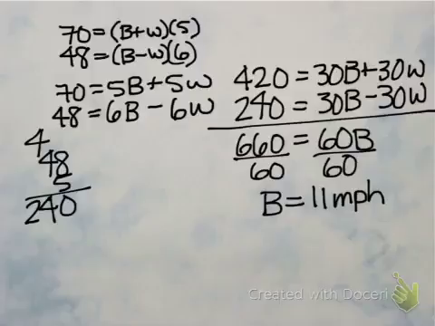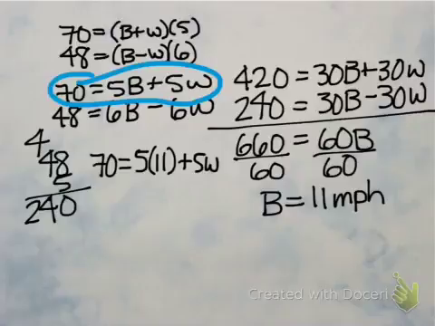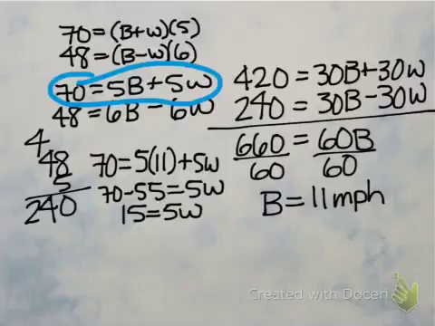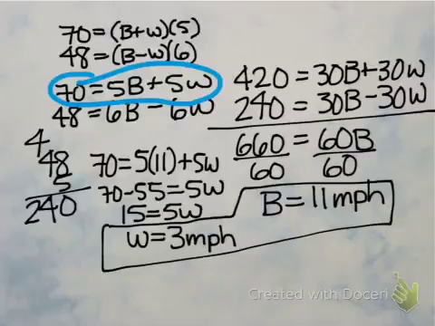Now that we know that the rate of the boat is 11 miles per hour, we can take it and plug it in. We'll plug it into this equation here. So 70 equals 5 times 11 plus 5W. 70 equals 55 plus 5W. Subtract 55, and we get 15 is 5W. So the water is 3 miles per hour.